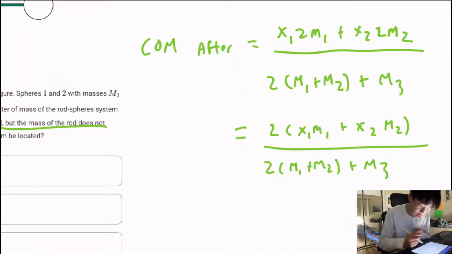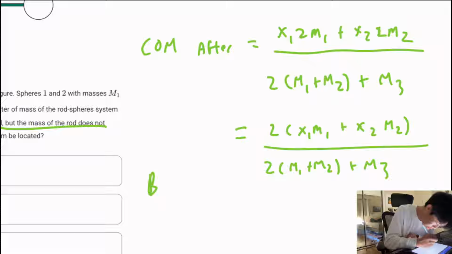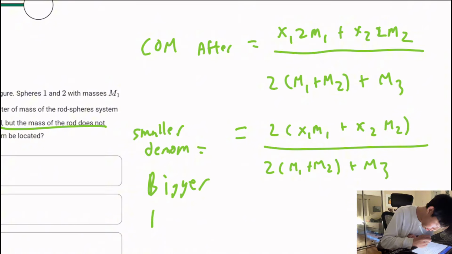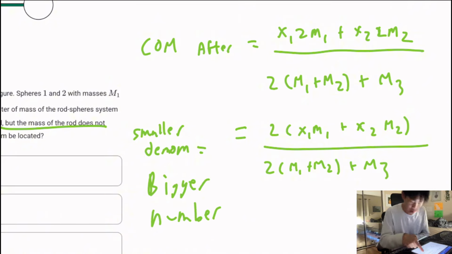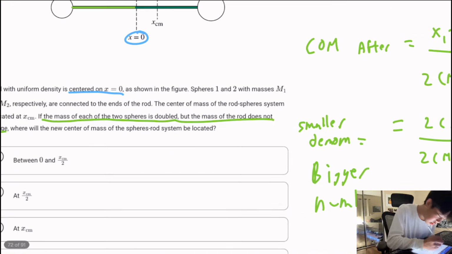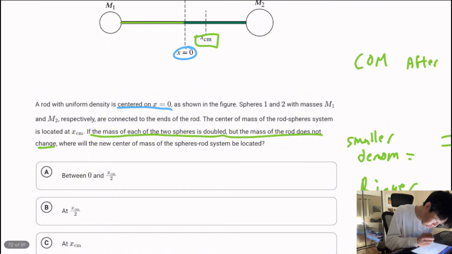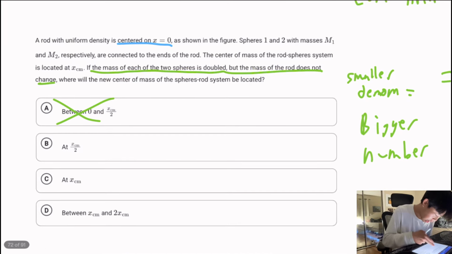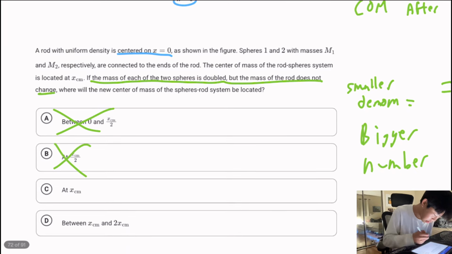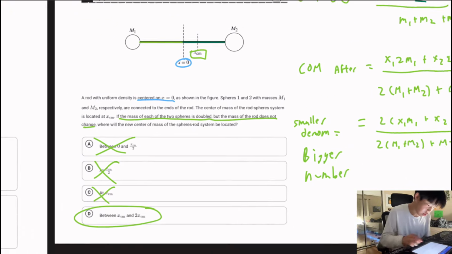So now you know it's going to yield a bigger number as a whole, because you have a smaller denominator. So which one gives us a value that's bigger than x cm? Is it between x0? No, that's less than. Is it at x cm? No, that's still less than. So it has to be D. It's greater than x cm and 2 x cm.